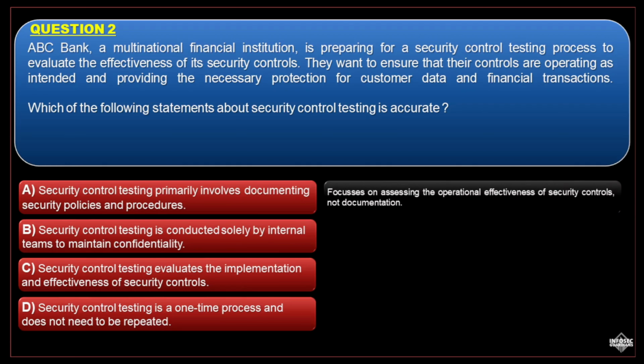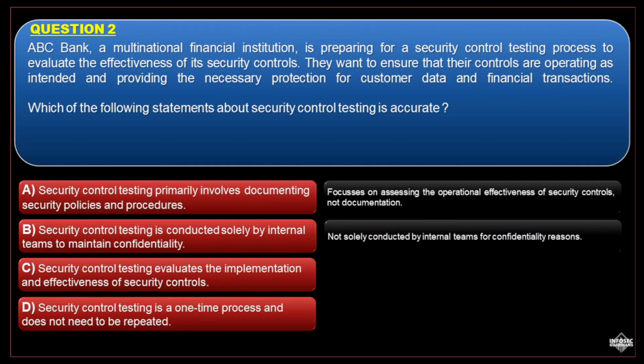Option A. Security control testing may involve documenting security policies and procedures, but it is primarily focused on assessing the operational effectiveness of security controls, not documentation. Option B. Security control testing can be conducted by both internal and external teams, depending on the organization's requirements and the need for independence and objectivity in the testing process. It is not solely conducted by internal teams for confidentiality reasons.